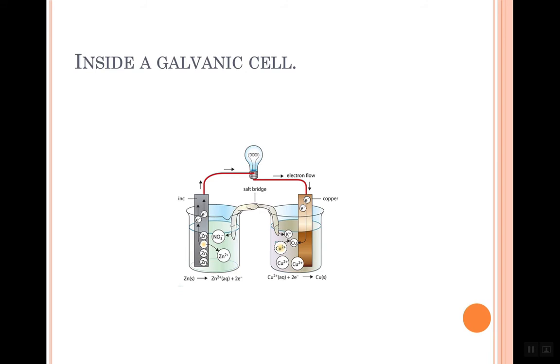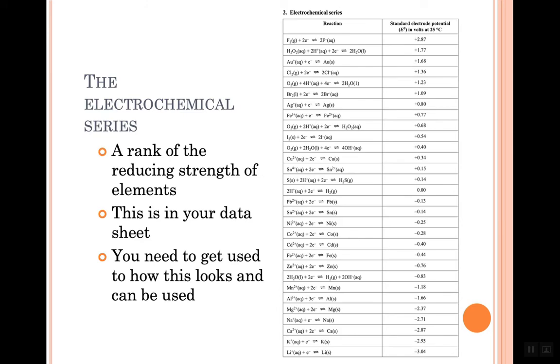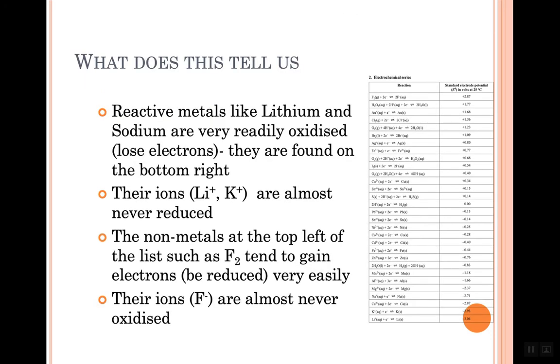Now, in the data sheet for this unit that your teacher should have given you, or maybe is about to give you next lesson, there's this list, which is called an electrochemical series. And this is a rank of the reducing strength of the elements. Okay? You need to get used to it and how it can be used. What it tells us is how readily oxidized or reduced something is.